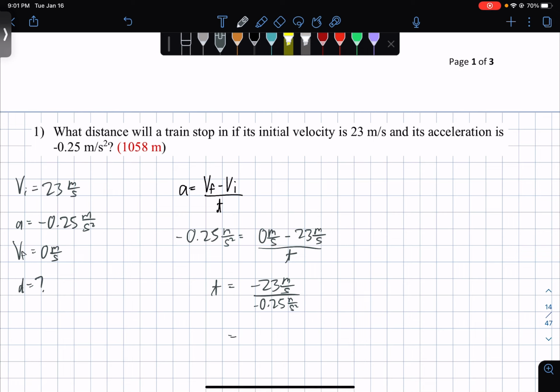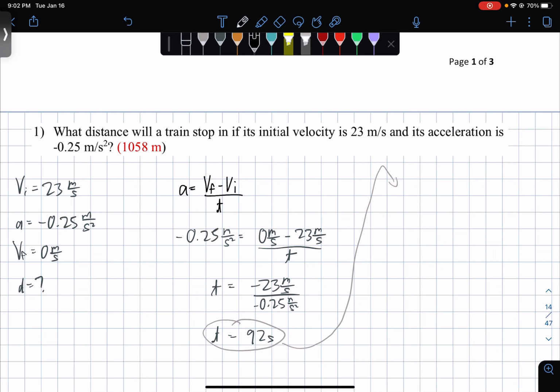Okay, the negative signs cancel. We have 23 over 0.25. That is 92. And then, if you think about it, meters per second is the unit in the numerator. In the denominator, we have meters per second squared. If you cancel, you are left with the unit second. So the time it takes for this entire journey is 92 seconds. Well, that's not our final answer yet. You have to look for the distance.